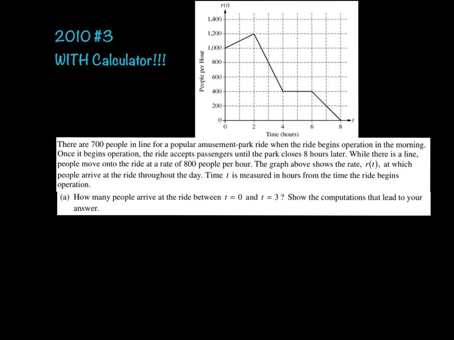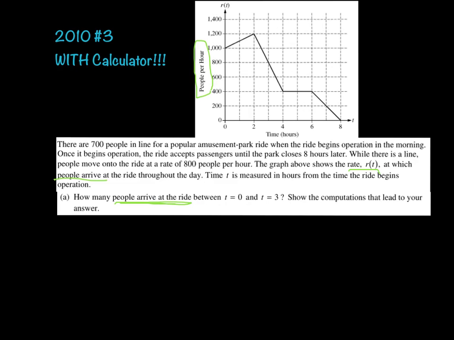Okay, so part A says how many people arrive at the ride between t equals 0 and t equals 3. Show the computations that lead to your answer. The question is asking us specifically how many people arrive at the ride, so a quantity of people who arrive. Go look back in that long paragraph we just read. Where is it giving us information about people arriving? Right here it says the graph shows the rate, R of t, at which people arrive. And if I look here, the graph is measured in people per hour, which is a rate.